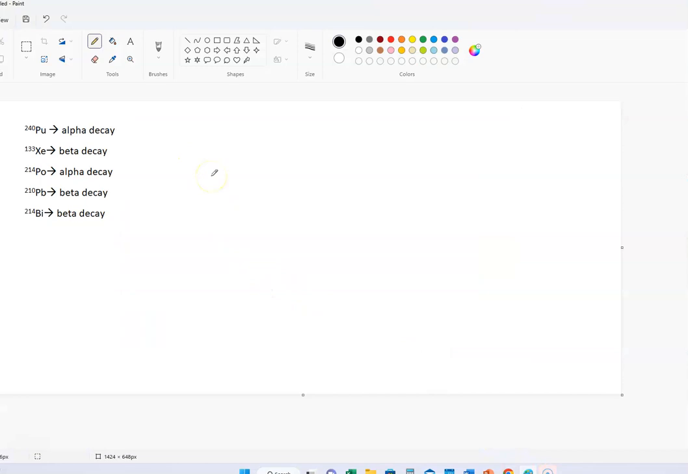All right, so here's what we're going to do. Plutonium, capital P, lowercase u, 240, and of course it's element 94. So that decays into an alpha particle. An alpha particle, of course, is just a helium nucleus. So helium has, of course, 2 protons, and it has 4 nucleons, which is the number of protons plus the number of neutrons. All right, so this is going to be plus.